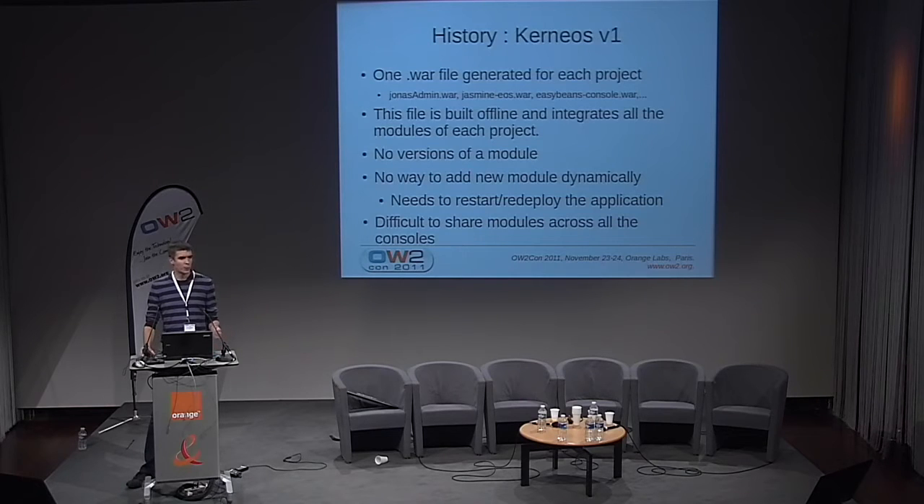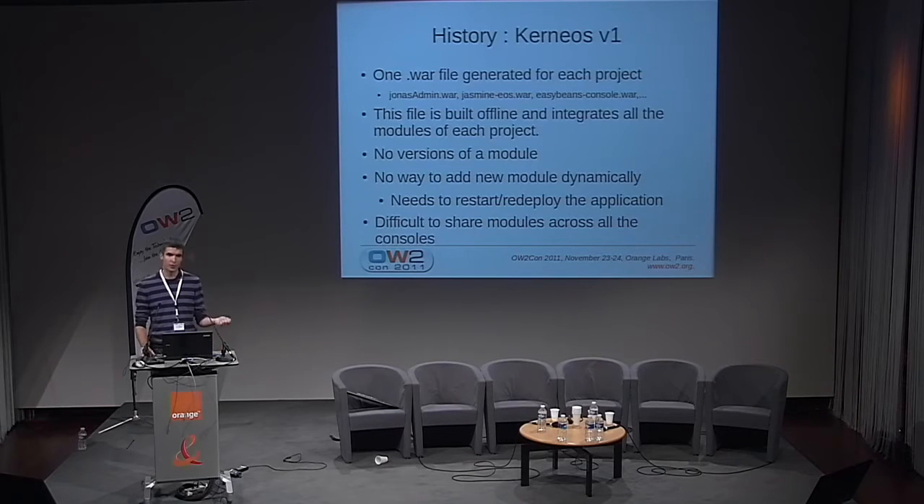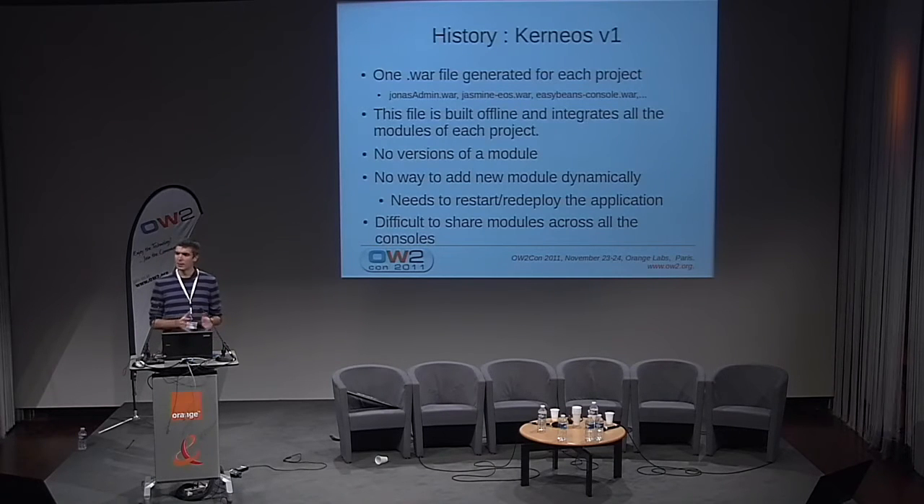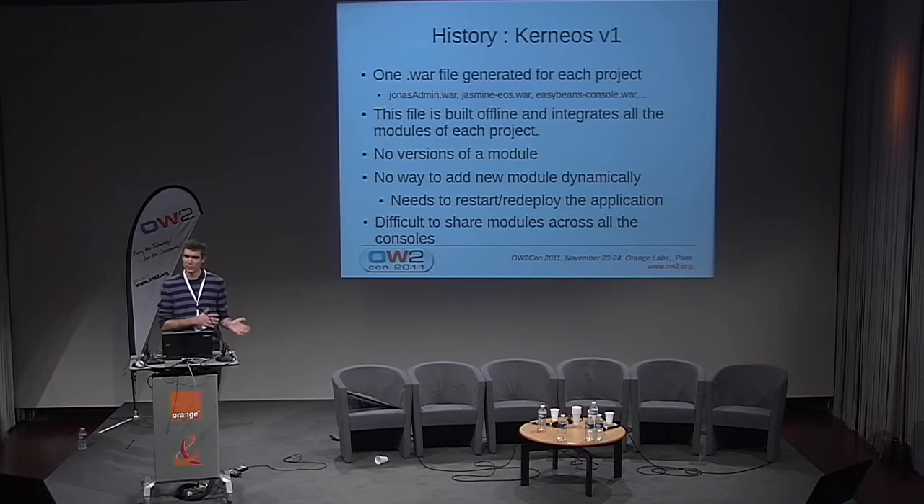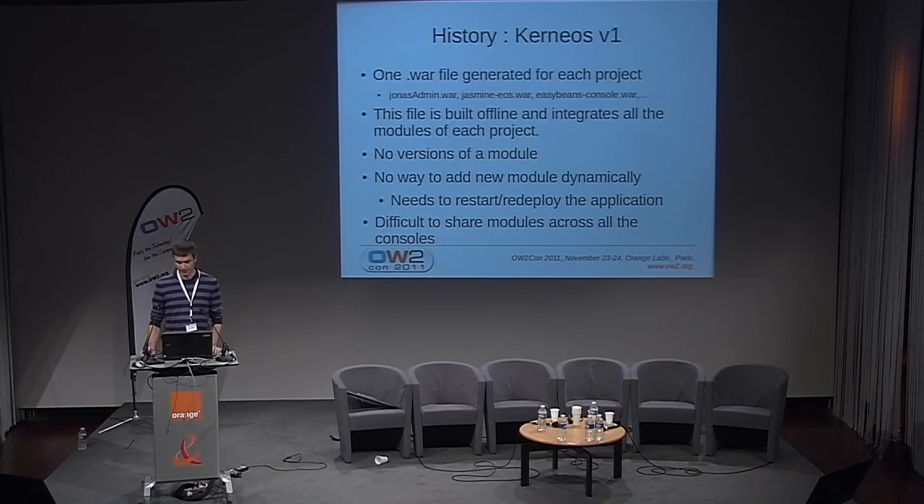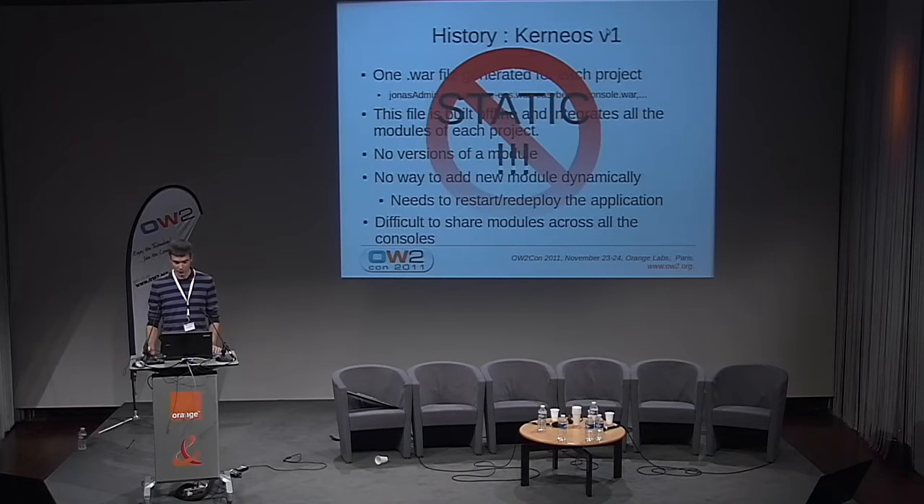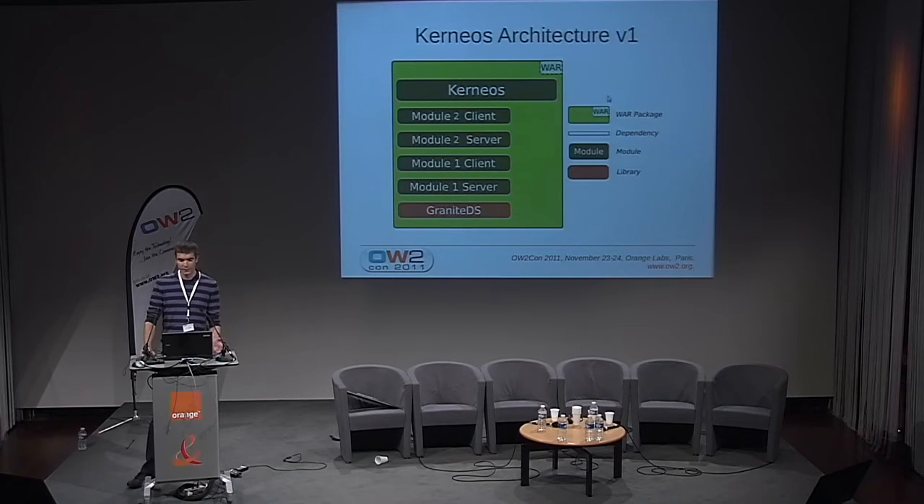And each time we needed to add a new module, we had to restart the application server or redeploy the application. And it was difficult to share modules between all the consoles. If one module was designed for JOnAS and we needed it for JASMINe, it was very difficult to move one component from one console to another one. And it was too static. So here is the architecture of Kerneos 2, and as we can see, all the modules were embedded in the only WAR file.